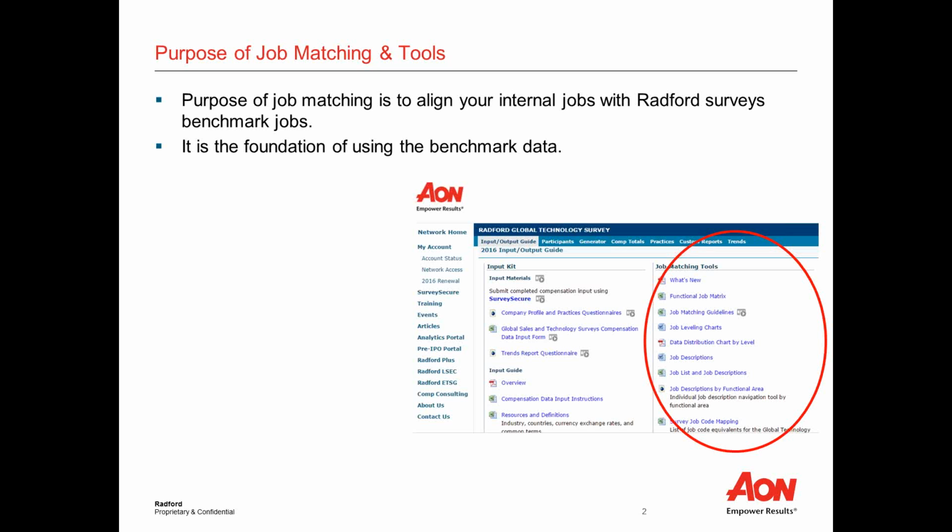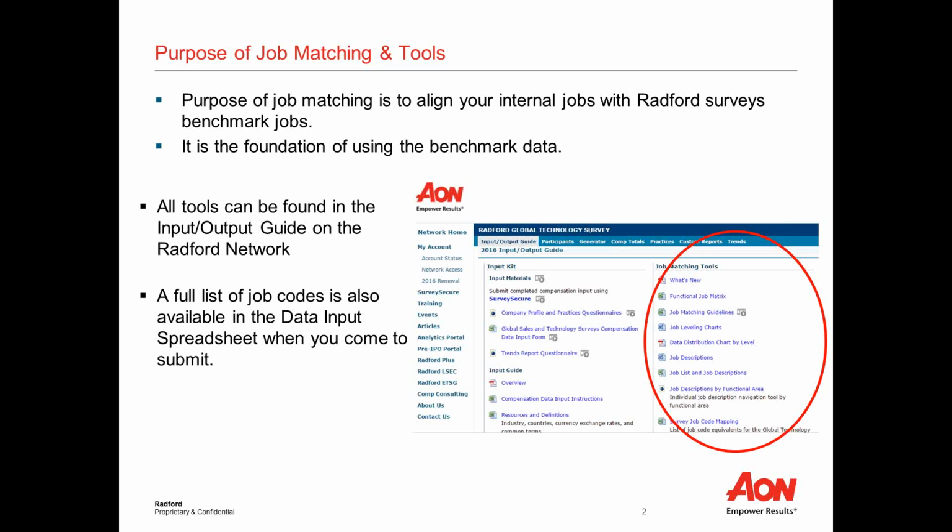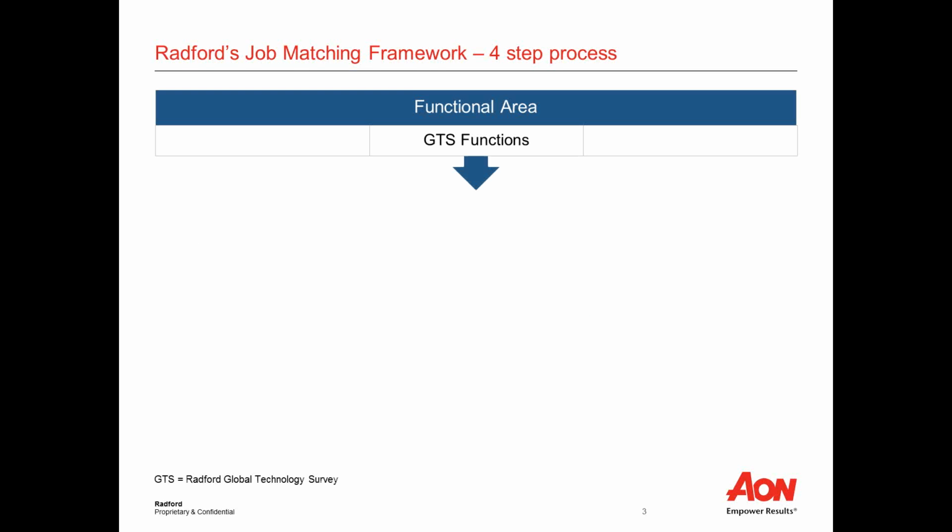The purpose of job matching your internal roles is to align your internal jobs to the Radford survey benchmark jobs. It's the foundation that we use across the survey, and it's vital as it provides us with good, robust data. Once we get the fundamentals of the job matching correct, it gives us a sense of security and assurance that the data you have submitted is correct across the region. We're going to look at the input-output guide and the tools within it, where you can find various useful documents to help you with this benchmarking.